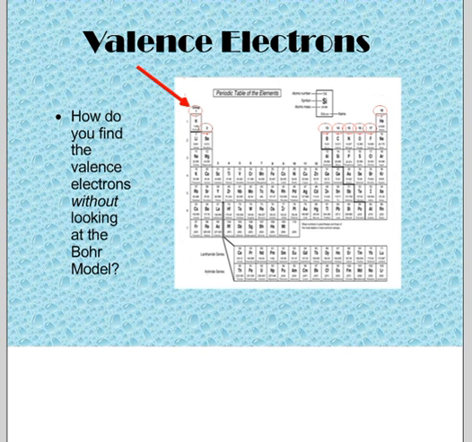Another way to find valence electrons is by looking at the periodic table. And using the periodic table is easier because then you don't have to necessarily draw the Bohr model for the atom to find the valence electrons. So, how do you find the valence electrons without looking at a Bohr model? If you take a look at the periodic table that you have in front of you, it'll be a little bit easier to see.